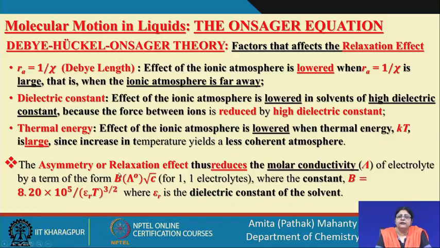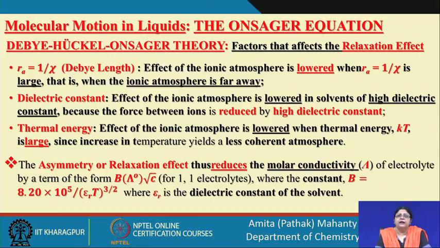And what are the parameters on which this B is dependent? You just have a look at it. You have B equal to 8.2 into 10 to the power 5 divided by the dielectric constant of the solvent into the temperature raised to the power 3/2. So, the B parameter is dependent on the dielectric constant of the solvent and the temperature of the system.